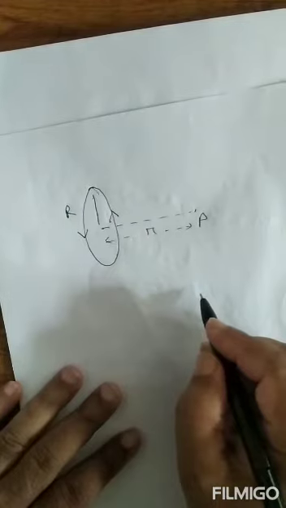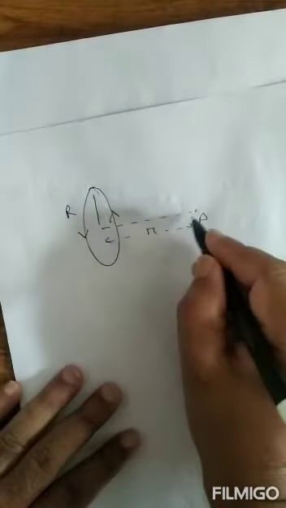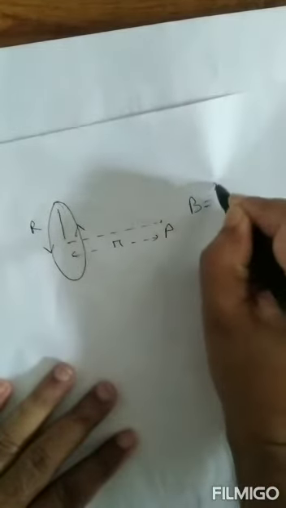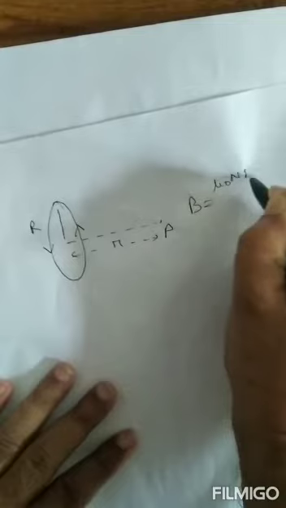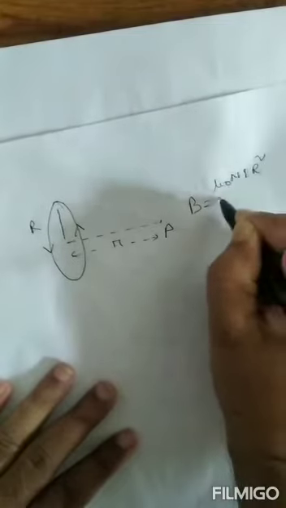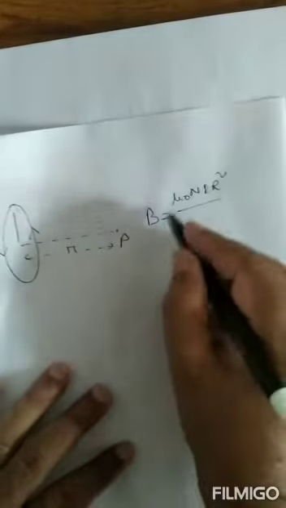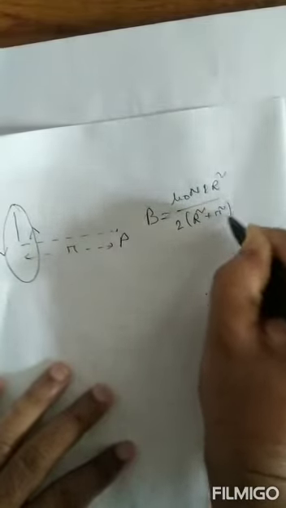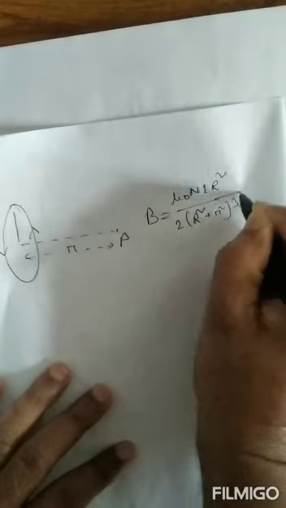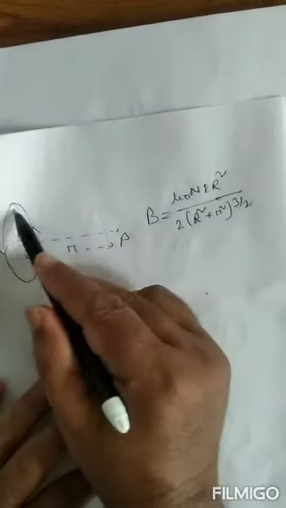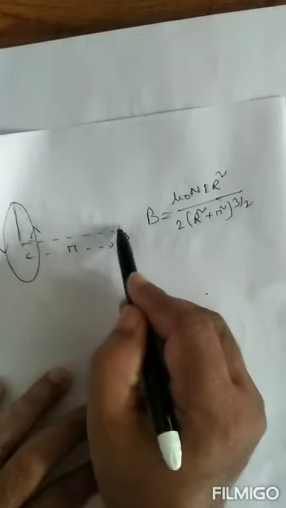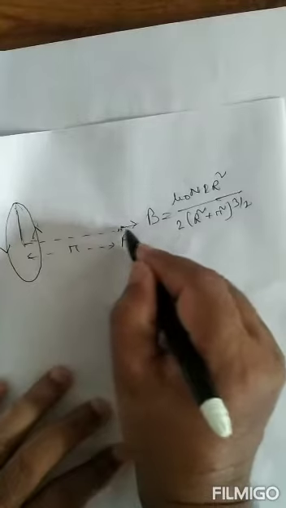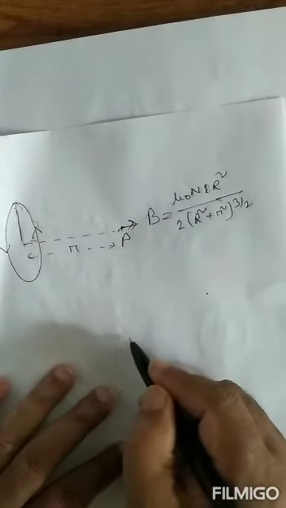Using the Biot-Savart law for a circular current carrying coil at an axial point, we calculate the value of magnetic field induction. What is B? B = mu 0 n I r square, where n is the total number of turns of the coil, divided by twice capital R square plus small r square whole to the power 3 by 2. So this is capital R, this is capital R, this is small r. This point is called the axial point. The direction of the magnetic field at this point is in this direction.